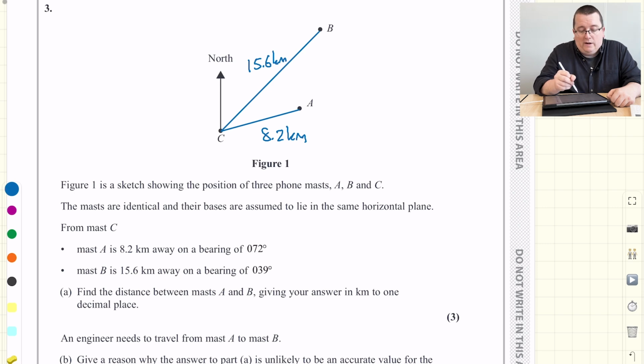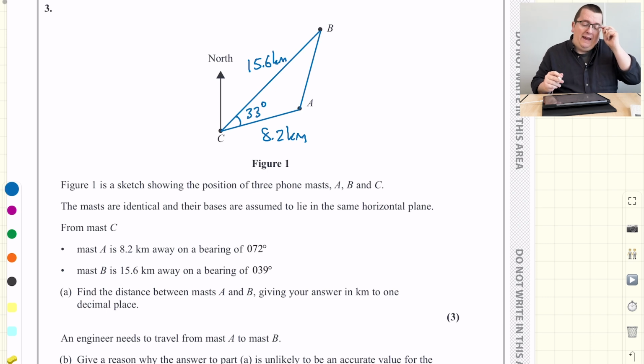And so then we can work out the angle between them. So 72 take away 39 is 33. Okay. Part A, find the distance between masts A and B. So we want to find this distance here, giving your answer in kilometres to 1 decimal place.